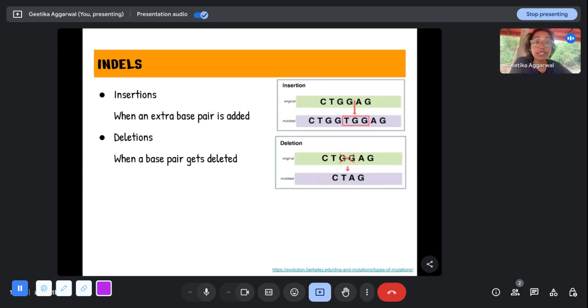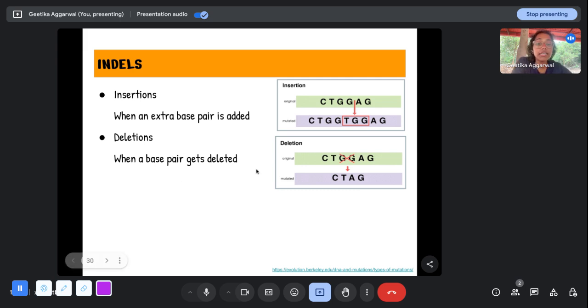Now we come to indels. As the term suggests, indel stands for insertions and deletions. Insertion is when an extra base pair is added to the sequence. For example, here you have CTGGAG. If you add this extra codon TGG, so three base pairs got added, this is an insertion. Not just one extra base pair, more than one can also be added.